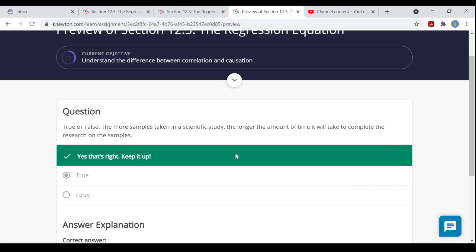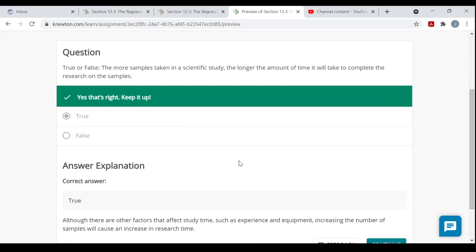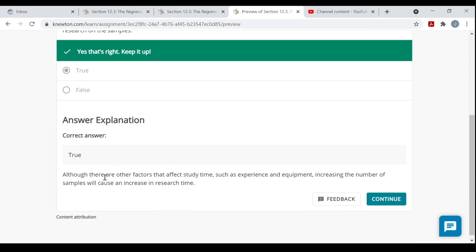Yeah, I mean, that makes sense, right? If you take more samples, it'll take you more time to finish your research. Now, although there are other factors that affect study time, such as experience and equipment, increasing the number of samples will cause an increase in research time.